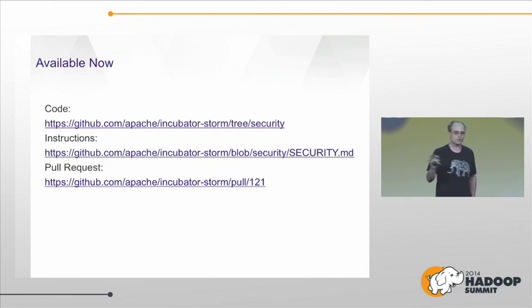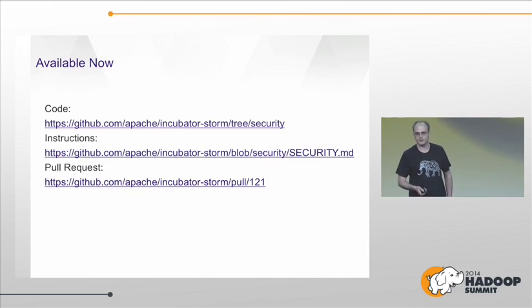Out in open source Storm, there's a branch called security that we pushed up. It has all kinds of instructions on how to set it up. And I know that there have been some people on the mailing list setting up vagrant scripts so that you can start playing around with this yourself. The pull request is up there. If you want to take a look at it, kick the tires, you can do that.